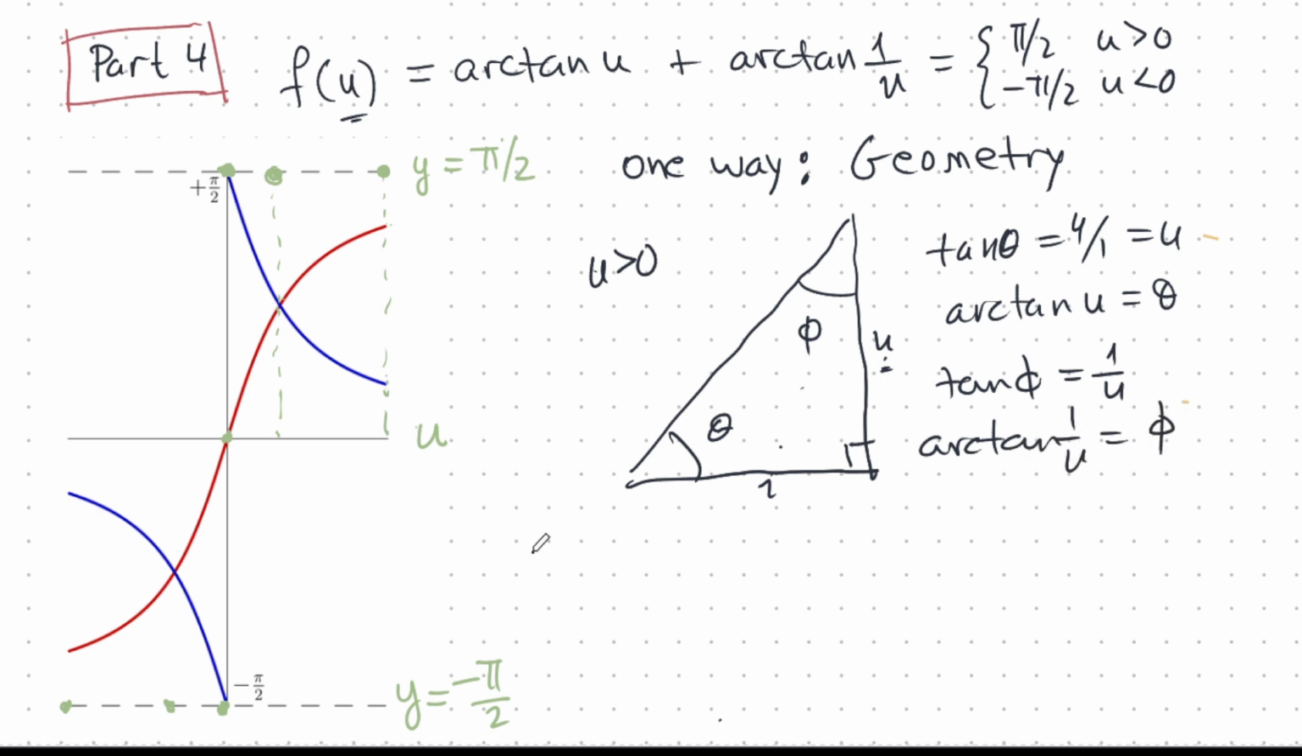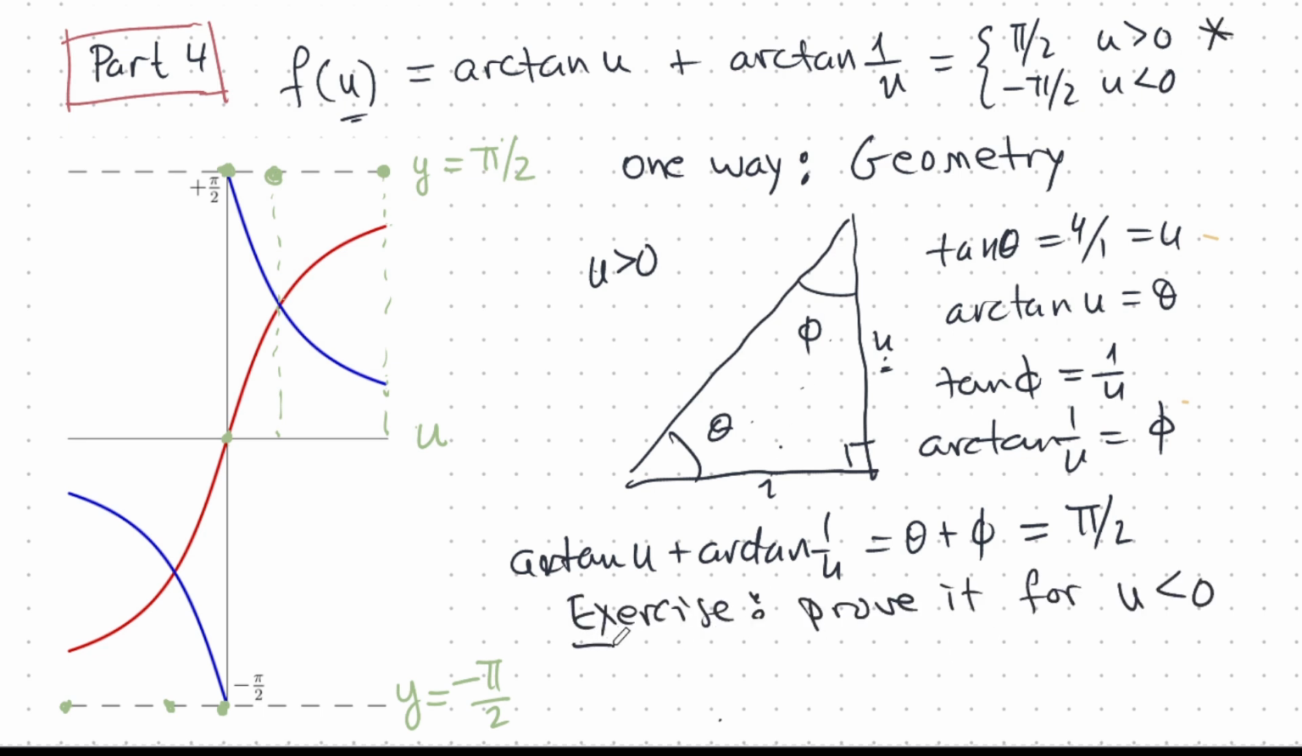And so let's add them together, like in the f of u formula. Arctan u plus arctan 1 over u is theta plus phi. But theta and phi are angles in a right angle triangle, so they must add up to pi over 2. Now that's really, really beautiful, so we've proved this part. As an exercise for you, prove it for the regime when u is less than 0. Set up the analogous argument.